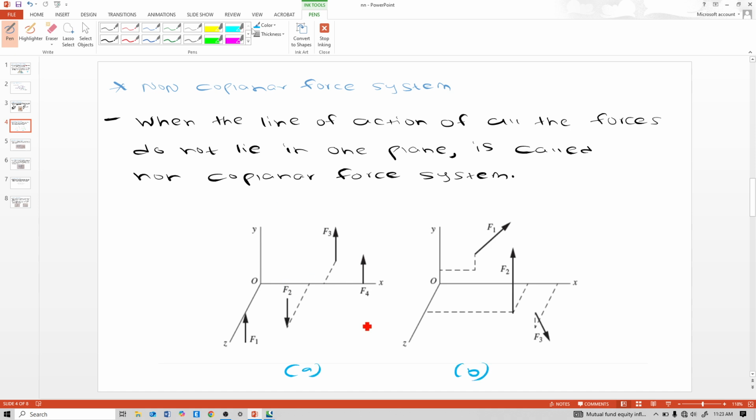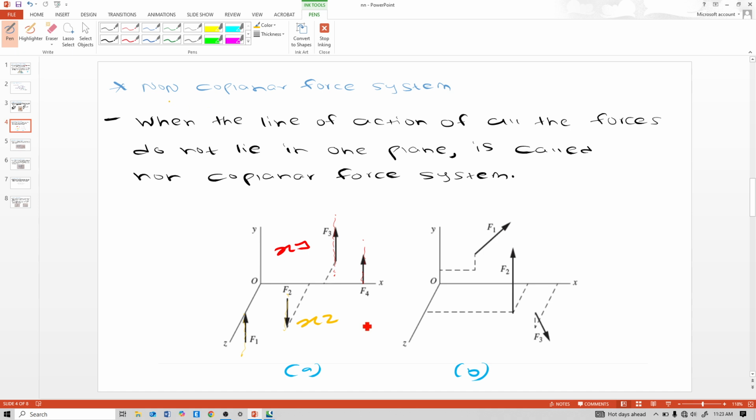figures. So this F3 force line of action is this, F4 force line of action is this, and these act on the xy plane. These are acting on the xy plane, and this F1 force line of action is this, F2 force line of action is this, and those are acting on the xz plane. So now see here, forces are acting on the xy plane also and the xz plane also. That's why these are a non-coplanar force system.